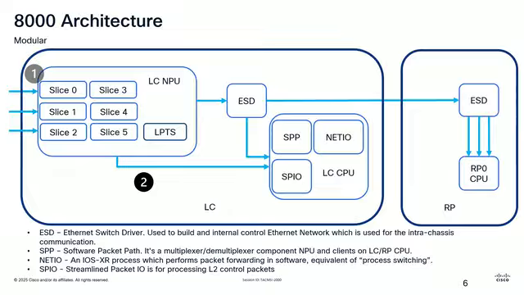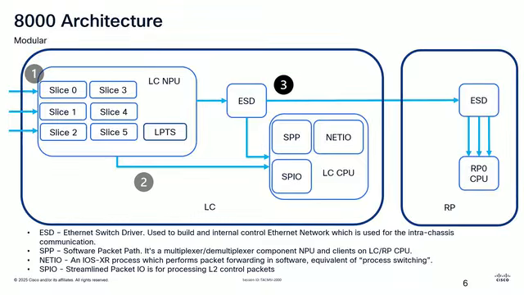How? Well, it will send it to the SPP first. Then SPP will send the packet to NetIO for layer 3 traffic or to SPIO for layer 2 traffic. Some protocols that might be processed here are like ARP or NetFlow.